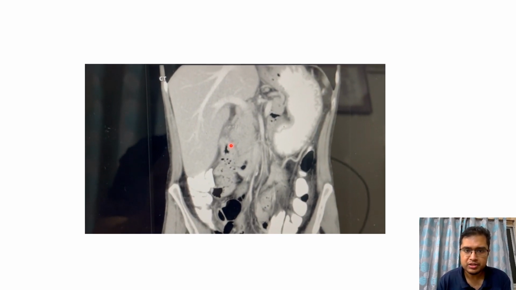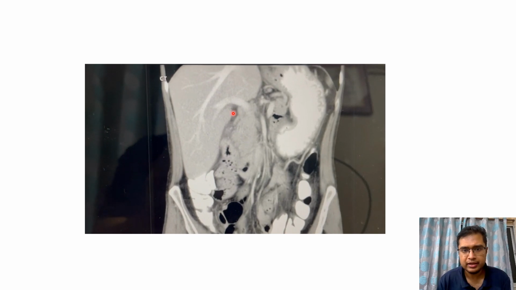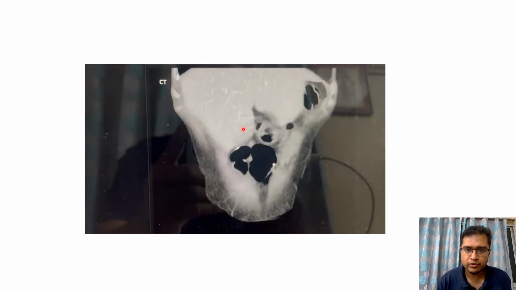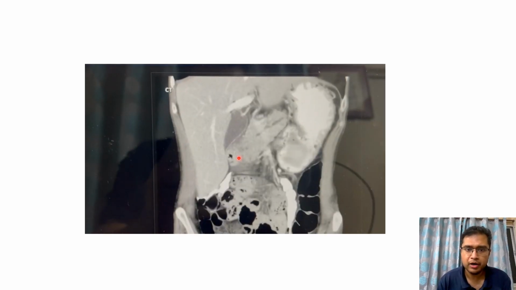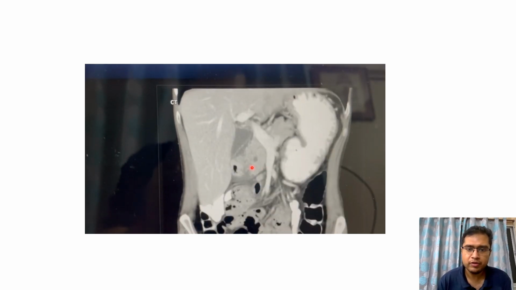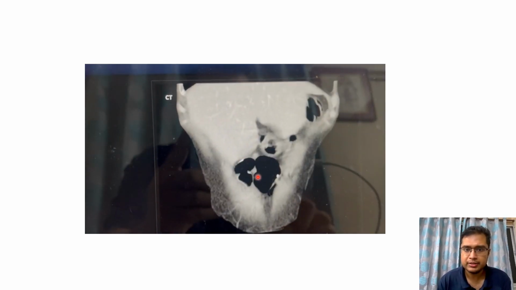On these coronal images of the contrast, again we can see extensive fat stranding, mesenteric fat stranding, as well as thickening of the wall of the second part of the duodenum, just surrounding the pancreas, along with bulky head of the pancreas and some cystic changes in the pancreas. So there is some inflammation in the head of the pancreas and the wall of the adjacent second part of the duodenum, along with some fluid collection in the pancreaticoduodenal groove, which indicates the diagnosis of groove pancreatitis.